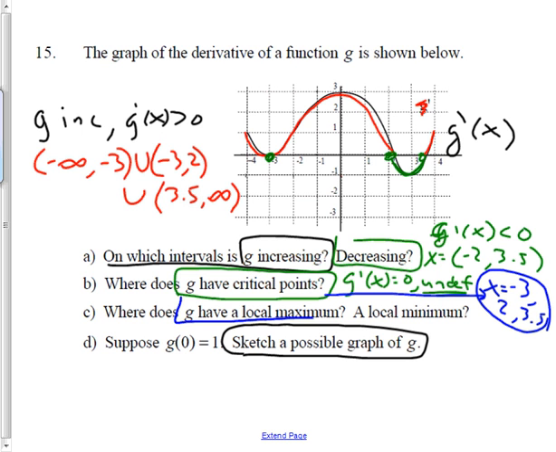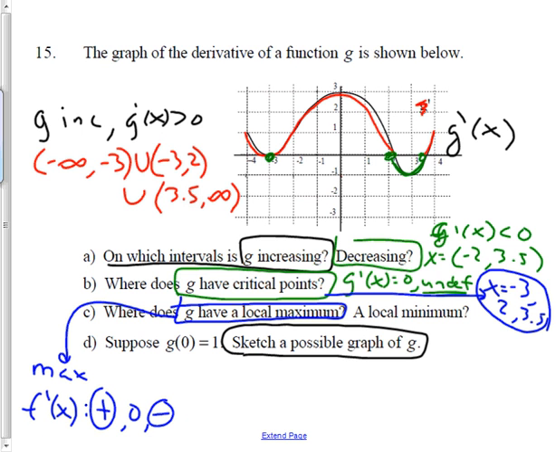Where does g have a local max? These questions are great review for the generalizations that we've made so far. A local max occurs when our derivative function goes from positive to 0 to negative. So positive slope, 0 slope, negative slope results in my function having a local max. Where does that occur? Only here. The local max is occurring when x equals 2.